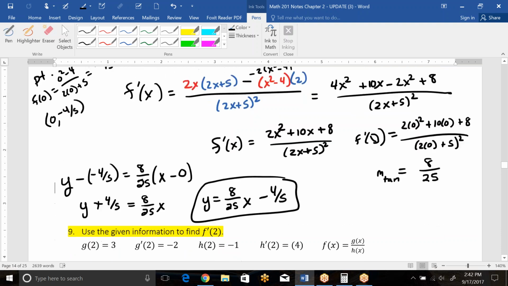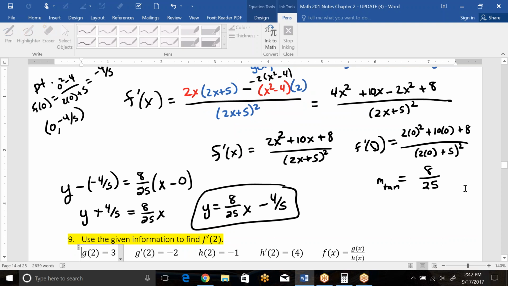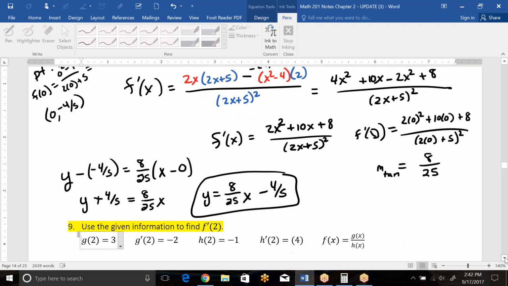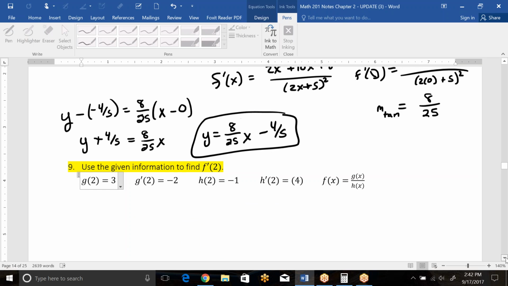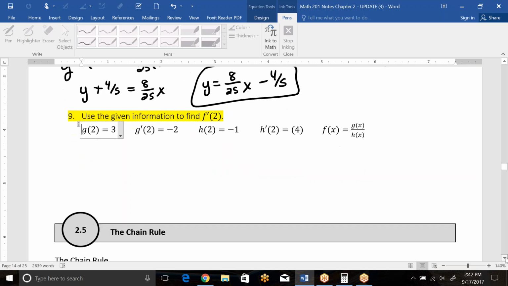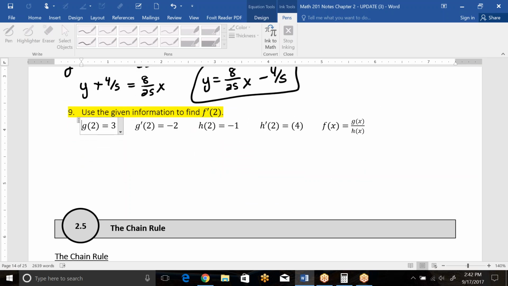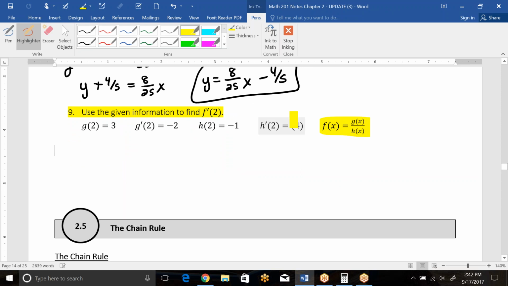And then the last one in section 2.4, and that'll get us caught up completely with all possible examples that were in sections 2.3 and 2.4, is number 9. Again, they're asking us to find a symbolic representation of this, because they're saying find f prime of 2 when your equation is just a function of 2 different functions stacked. So we need to write symbolically what the derivative is.